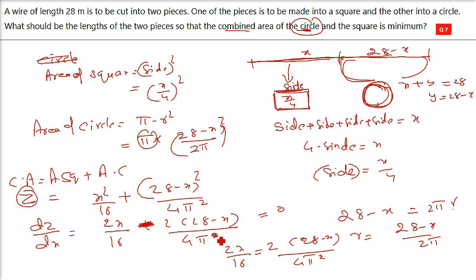The whole idea is to differentiate, equate it to 0, and try to find out the value of x, which will be the final answer. And you don't have to worry about the answer, because ultimately we have to show by the double differentiation that it is going to be minimum.